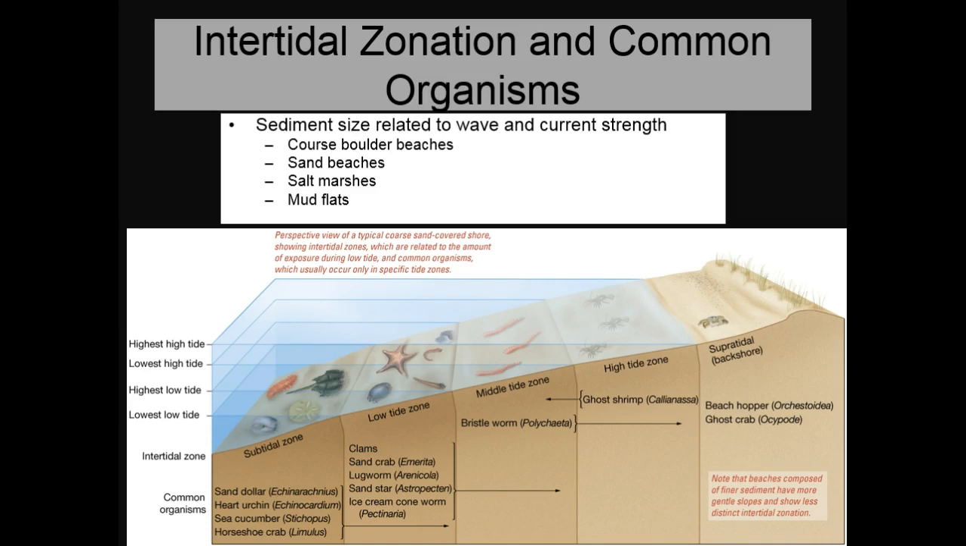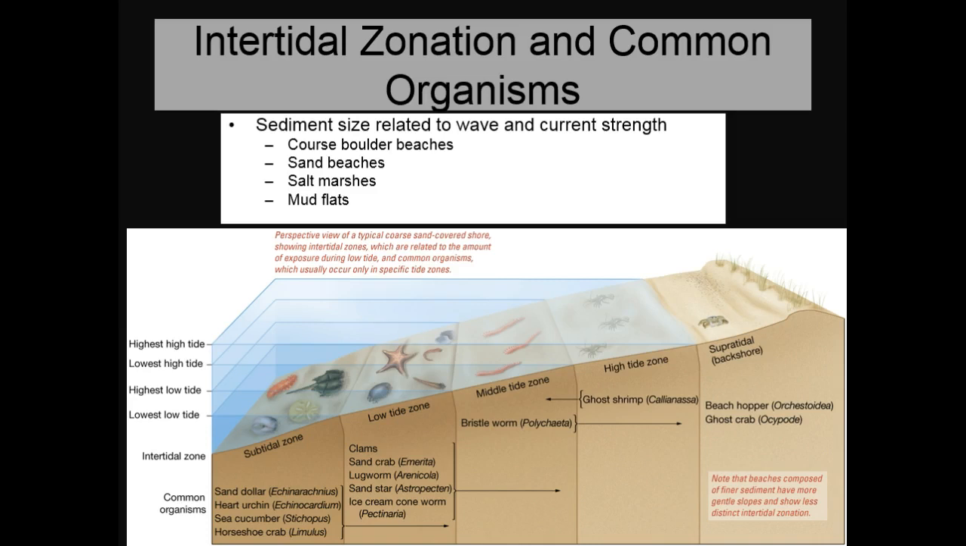The supertidal, here called the back shore, is the same as our spray zone. It's the area where tides don't really go, but storms could push waves. The subtidal zone there just means it's below where the low tide is, so the water will never retreat from that zone. Everyone that lives in the subtidal zone will always have water on them.